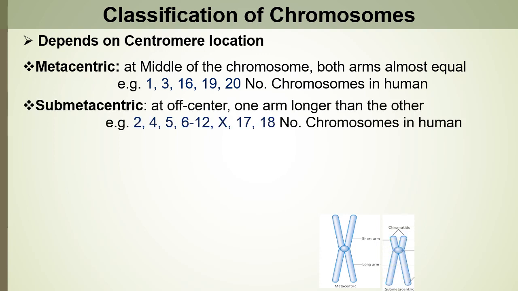When the centromere is located off center with one arm longer than the other, then the chromosome is called submetacentric. Chromosome number 2, 4, 5, 6 to 12, X chromosome, 17 and 18 are submetacentric.